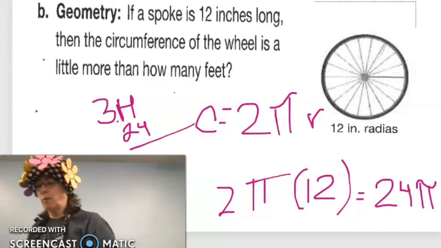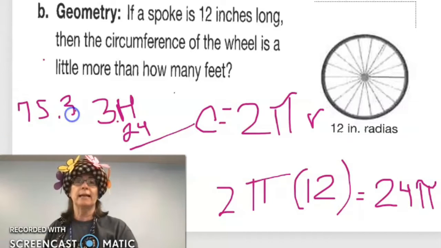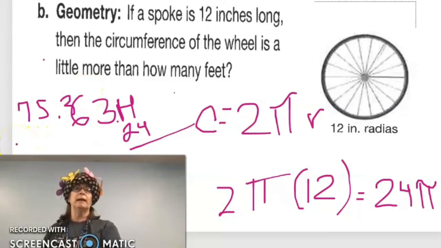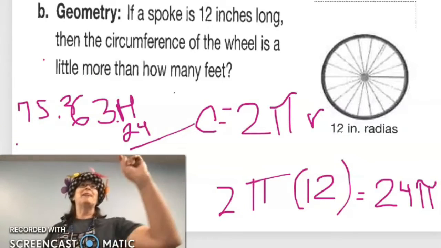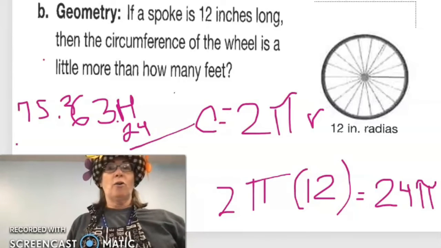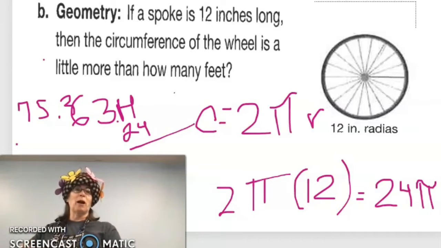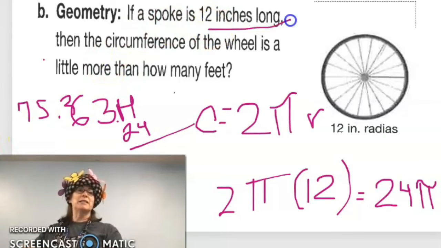75.36. 75.36 is correct. That is how many feet he went. Well, we're not done. That was how many feet. How many inches? So we did a lot harder problem than we had to do. You guys, how far is 12 inches?